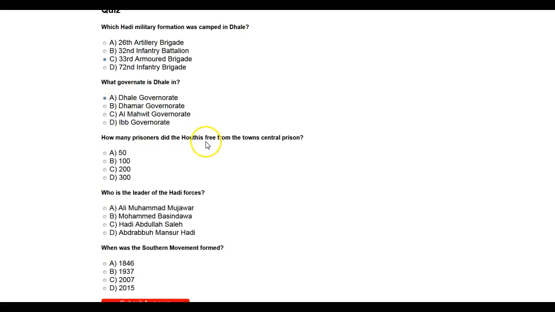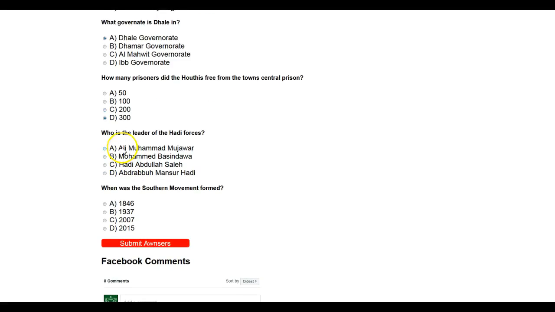How many prisoners did the Houthis take? It's 300, but I've spread it out so that it's believable. It doesn't matter whether you get them right or wrong. Who's the leader of the Hadi forces? Again, this is another sort of trick question in the sense that it should be quite obvious. But I played around with it, and I'm pretty sure it's Abdurabu Mansur Hadi. I didn't know who it is, but you can figure it out. It's supposed to make you think a bit, because the conclusion of answering this question is reinforcing the concept that Hadi is a person's name.